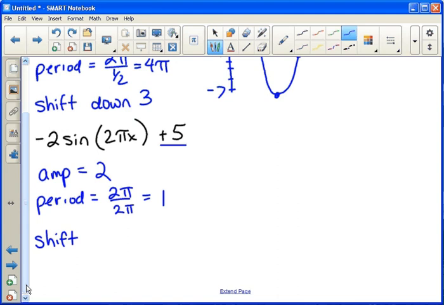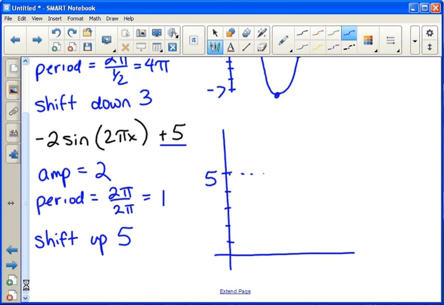So our new midline should be at 1, 2, 3, 4, 5. And because our amplitude is 2, we know we can go up 2 or down 2. Notice there's a negative sign out front, so I have to flip the shape of sine. I go down first instead of up. And it should look something like this.